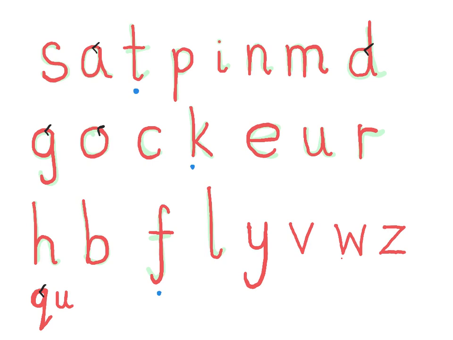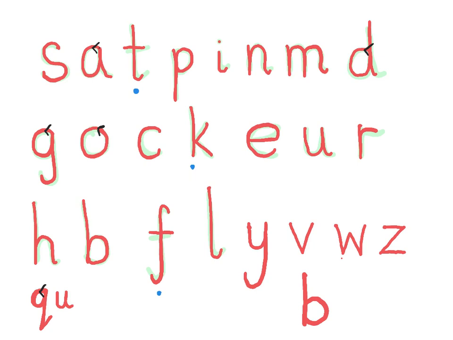I also have realised that I have forgotten the letter B, which makes a B sound. So let me just do that one down here. That is one of the earlier ones they will learn, so I need to put that one back on. So that starts at the top, goes down, back up and around. Don't take the pencil off. And that is one of the trickier ones to pick up because it's often confused with a D.